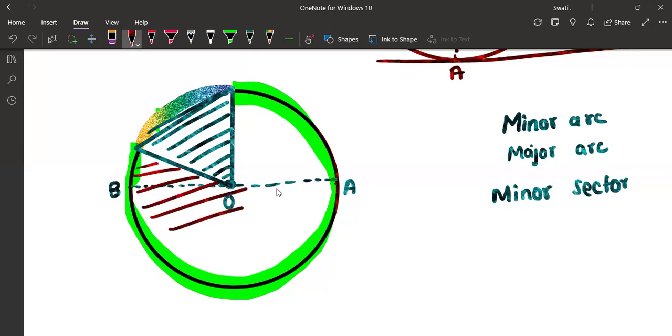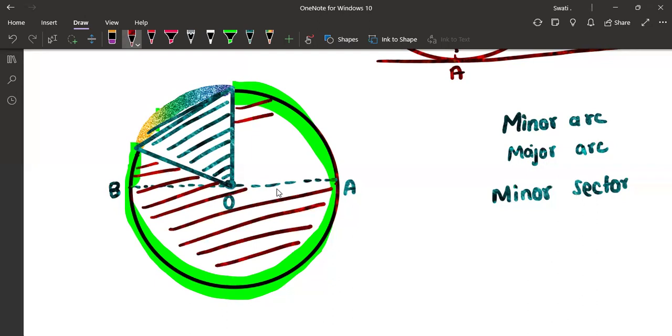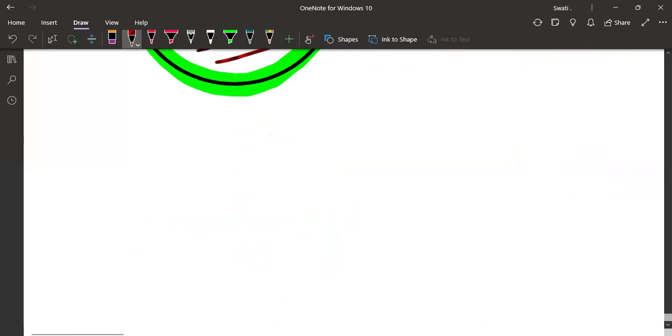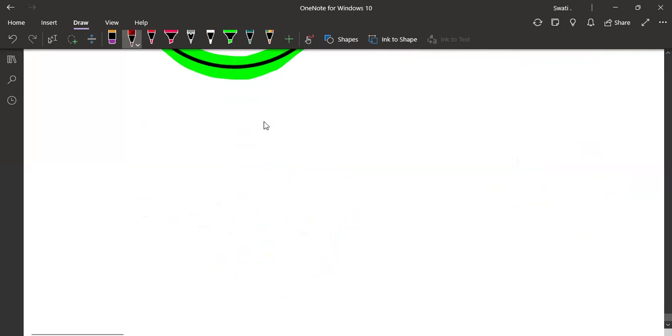So what will this be called? Major sector. Very good. So what is a major sector? The space between the two radii, again the same radii, let's say OM and ON, and the major arc MN, right? So that will be nothing but your major sector. Okay. Now let's go to the next part. So minor arc, minor sector, major sector is very clear. We are just revising it. Of course, we had done it already.